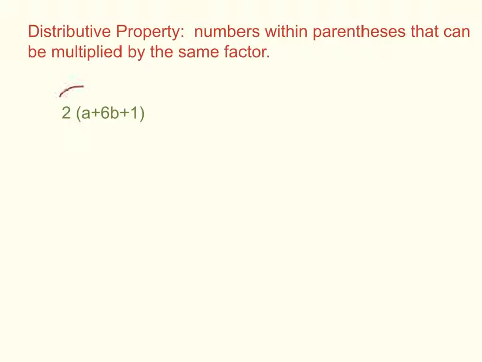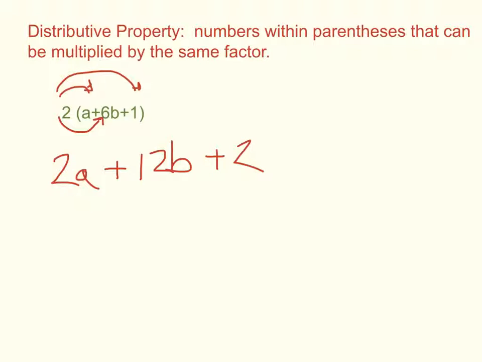So we're going to have 2 times a, which gives me 2a, 2 times 6b, which is going to give me positive 12b, and then 2 times 1 at the end, which is going to give us positive 2. So our answer is going to be 2a plus 12b plus 2. Again, we cannot combine any of those. They are not like terms.